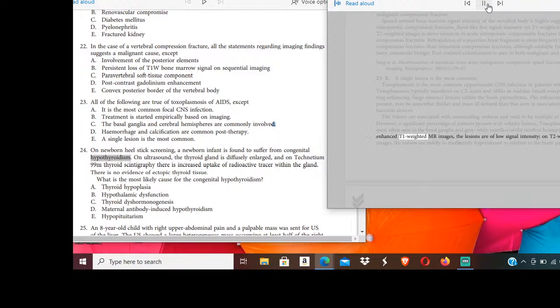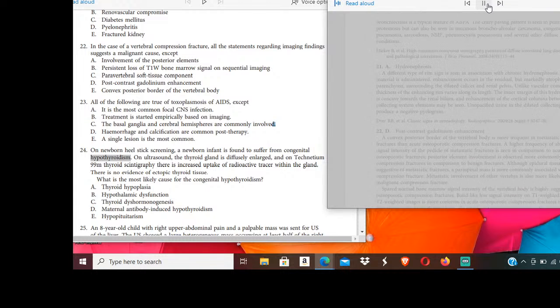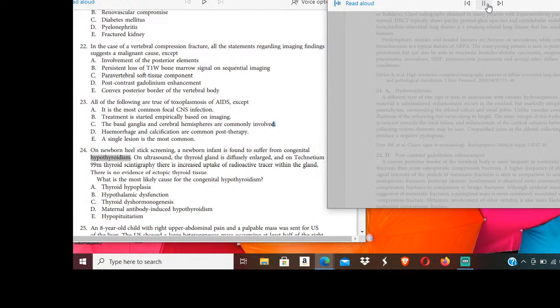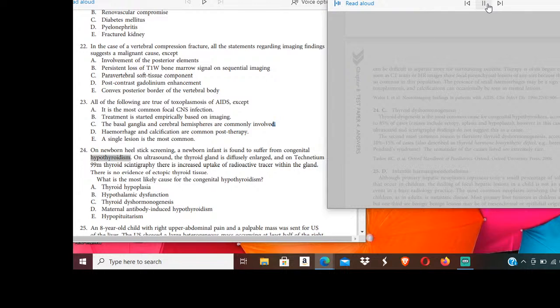On non-enhanced T1-weighted MR images, the lesions are of low signal intensity. On T2-weighted MR images, the lesions are mildly to moderately hyperintense in relation to the brain parenchyma and can be difficult to separate from the surrounding edema. Therapy is often begun empirically as soon as CT scans or MR images show focal parenchymal lesions of any sort because the infection is so common in this population. The presence of small hemorrhages may be a sign of toxoplasmosis, and calcifications can occasionally be seen in treated lesions.